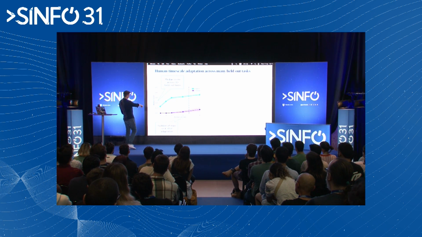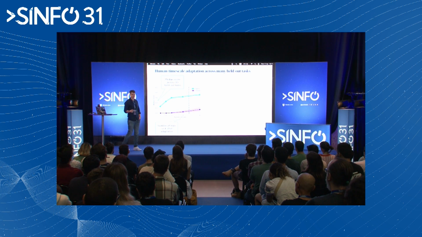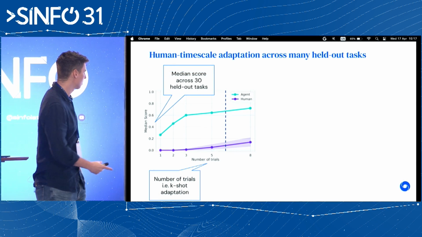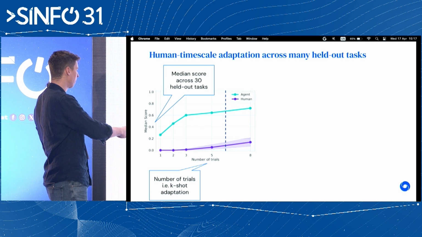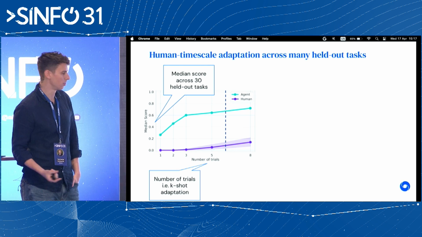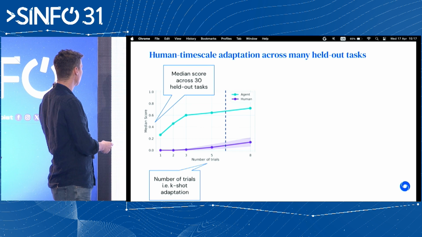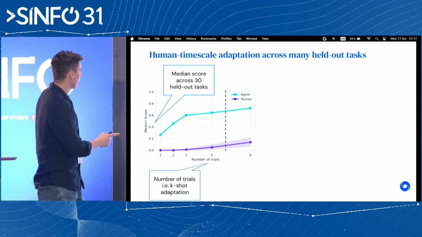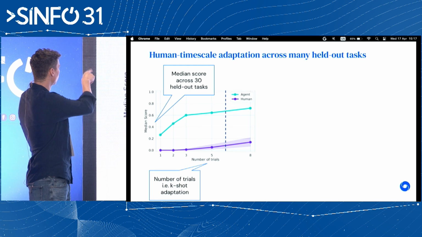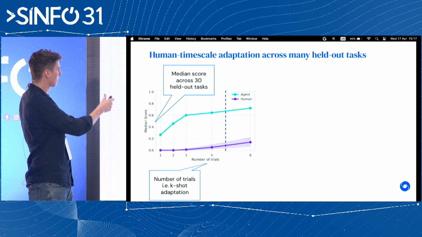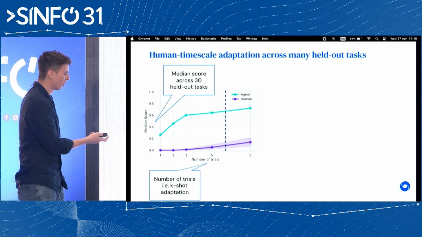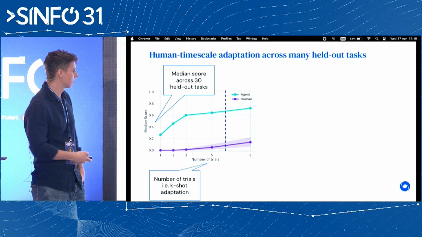What I'm showing here on the y-axis is the median score. How we calculate the score is basically the reward it gets on the last trial, right? Because that's the one which actually matters. And the x-axis shows how many trials it needs until it gets a certain reward. So that's k-shots, that's what we call it. Cool, so we're evaluating on 30 held-out tasks, which it hasn't seen during training, and we also employed a couple of expert human players and evaluated them.